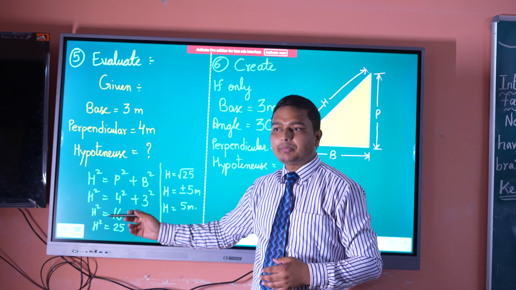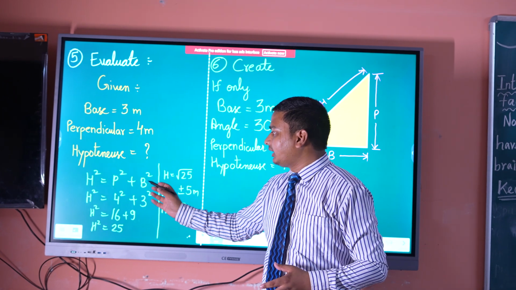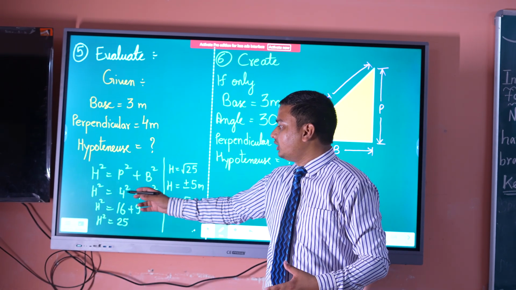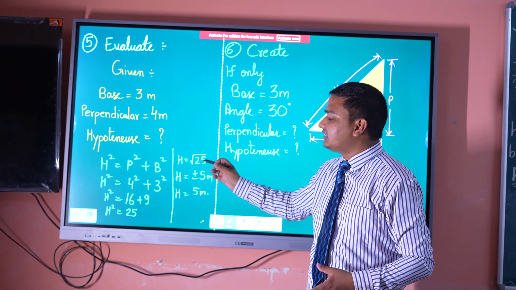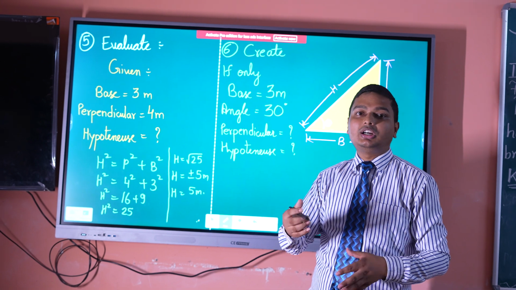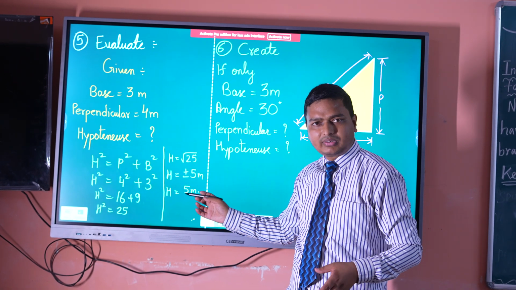So here I insert the perpendicular value, which is 4. 4 square, base square, that will be 3 square. 4 square is 16, 3 square is 9. 16 plus 9 will be 25. And the square root is there. If I send it to the other side, it will become under root 25. Under root 25, if I solve it, will be plus minus 5.